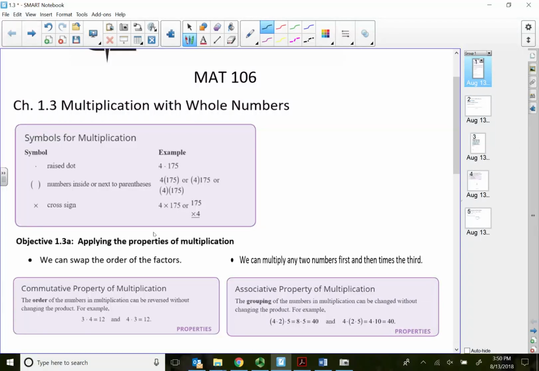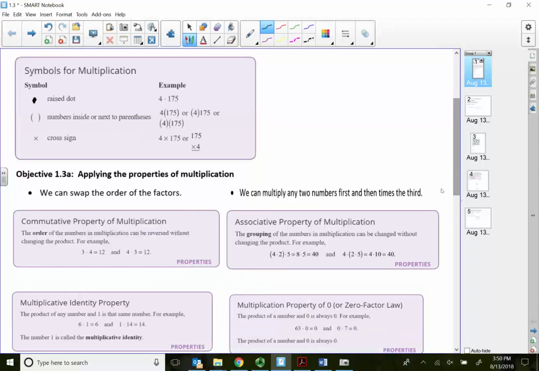So right here, I'm showing y'all different ways we can write multiplications. Sometimes we can use a dot for multiplication. Sometimes we can use the parentheses or cross signs. So here are some examples here. Just be aware how we normally write multiplications throughout this class.